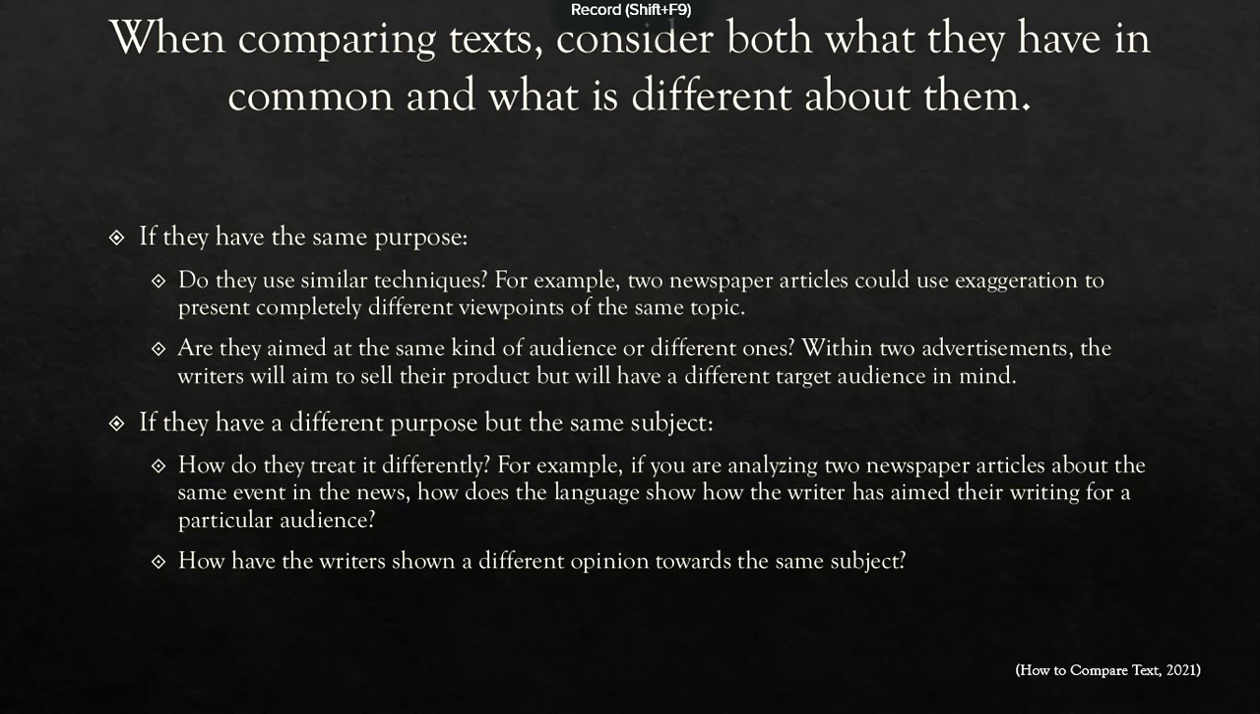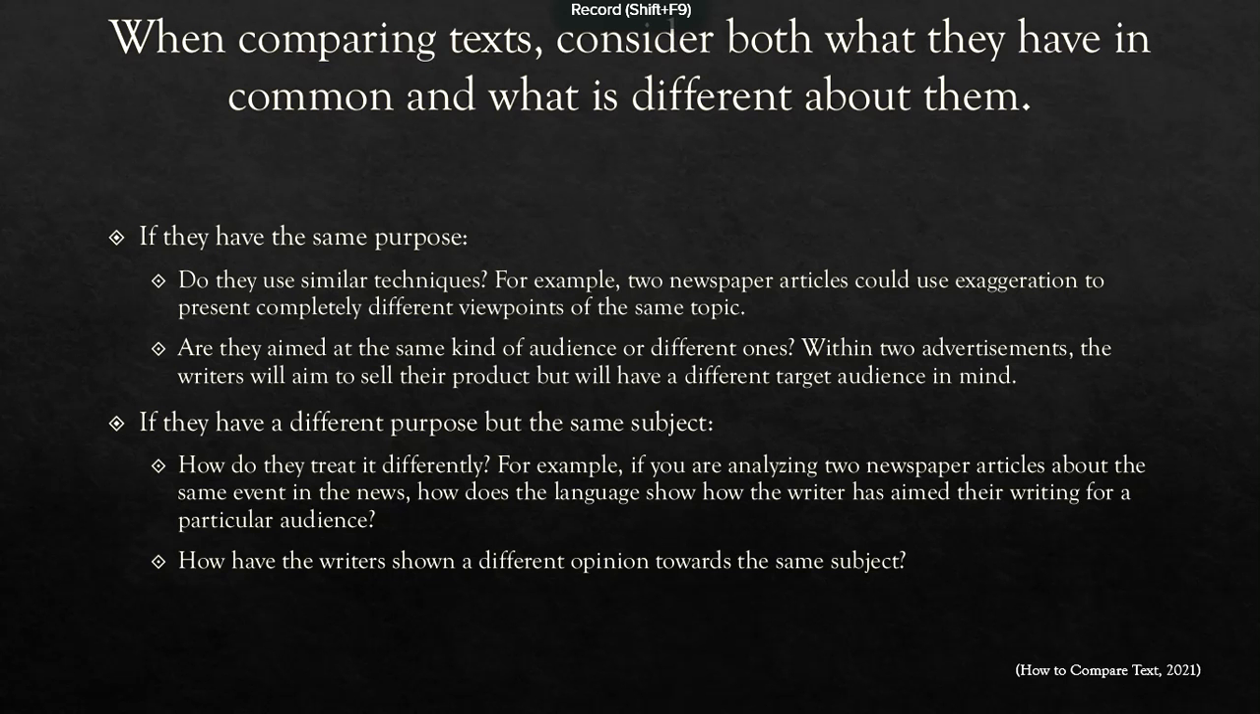When comparing texts, consider what they have in common and what's different about them. If they have the same purpose, do they use the same techniques? For example, two newspaper articles could use exaggeration to present completely different points of view at the same time. Look at the text and ask, are they aimed at the same kind of audience or different ones? Within two advertisements, the writers will aim to sell their product, but will have a different target audience in mind.